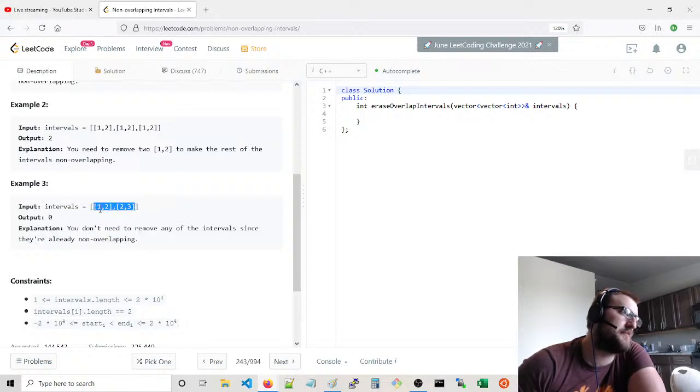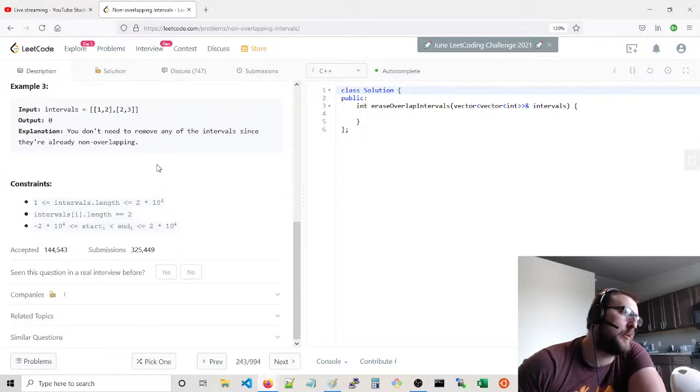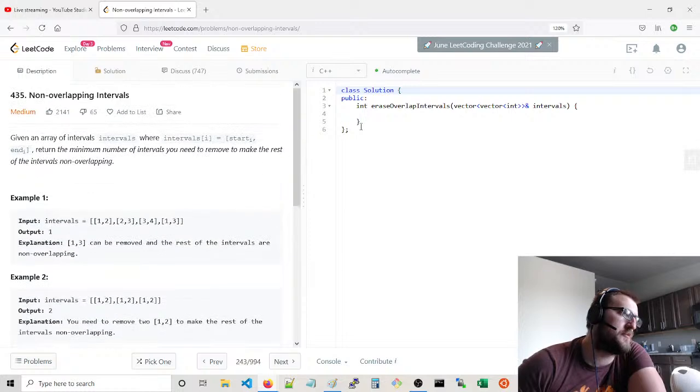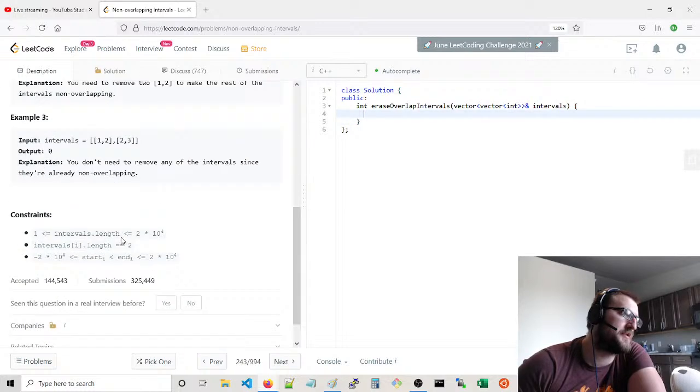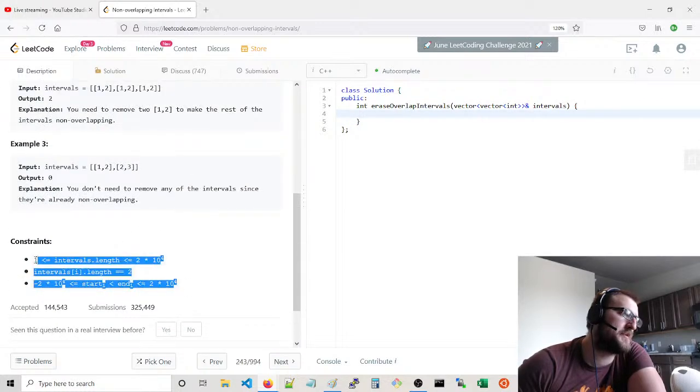Interesting. Okay. And there are 20,000 intervals, and the values are between negative 20,000 and positive 20,000. Oh boy. Okay, well they're all integers, so you might be able to brute force this somewhat.